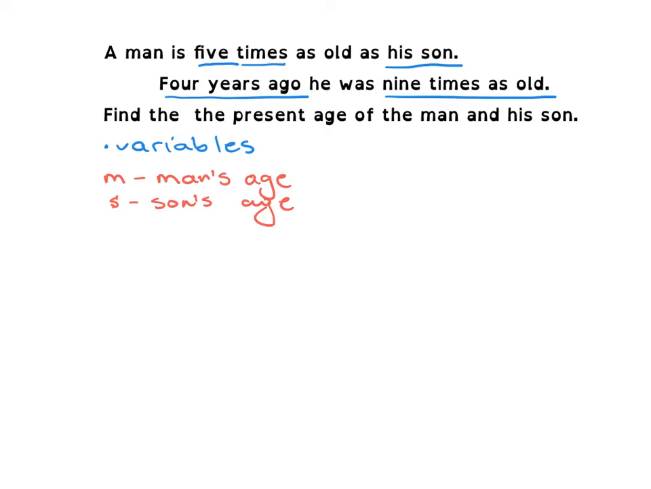Now, the other information that has been given here is a man is 5 times as old as his son. This is the age of the man now, and this is the age of the son now, but we do know that the age of the man is 5 times his son's. So that is now, it's the present.